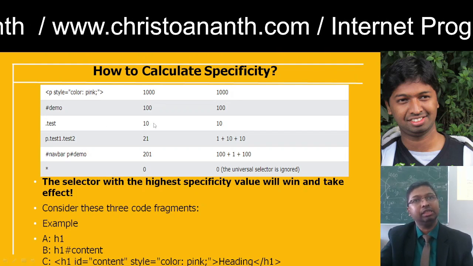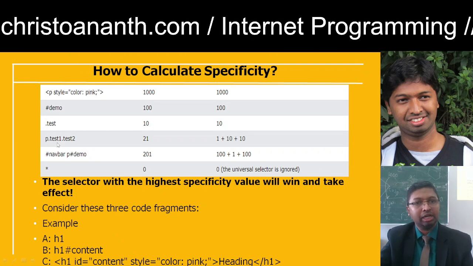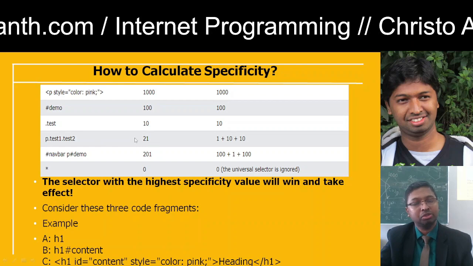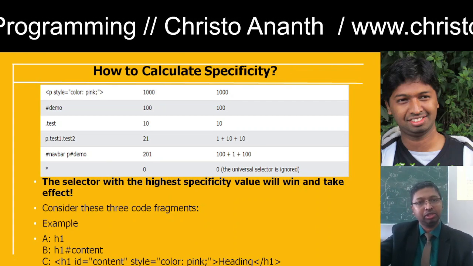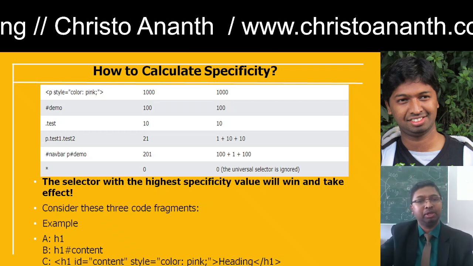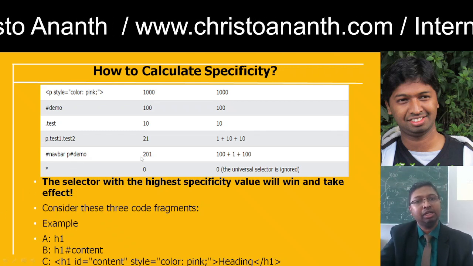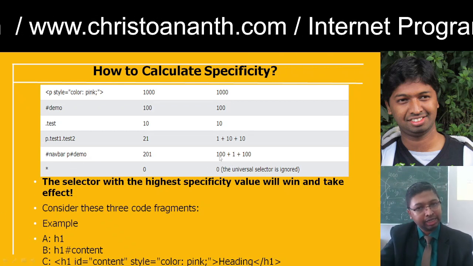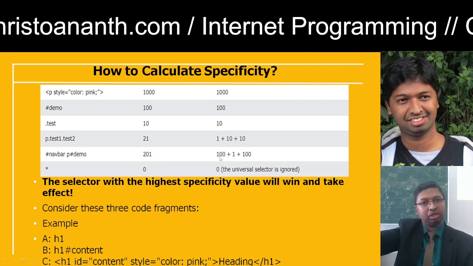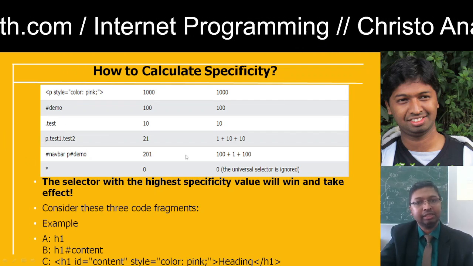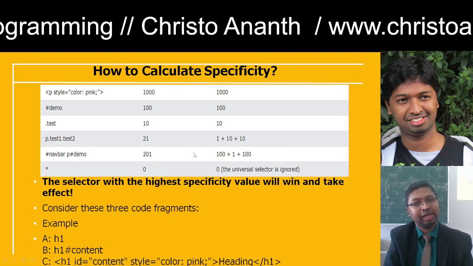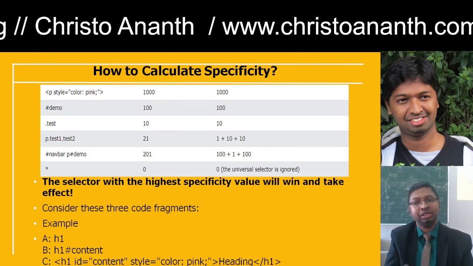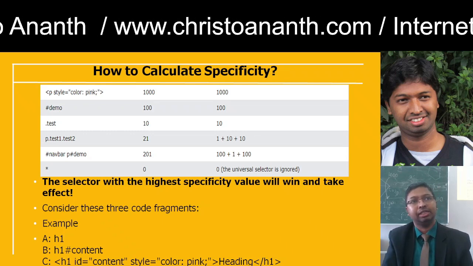.test is 10, and then p.test1.test2 is 21, which is nothing but 1 plus 10 plus 10, so test1 and test2 are being added. And #navigation-bar is 201, 100 plus 100 plus 1. Then asterisk is 0, and 0 means it is actually ignored. So the selector with the highest specificity value will win and take effect.